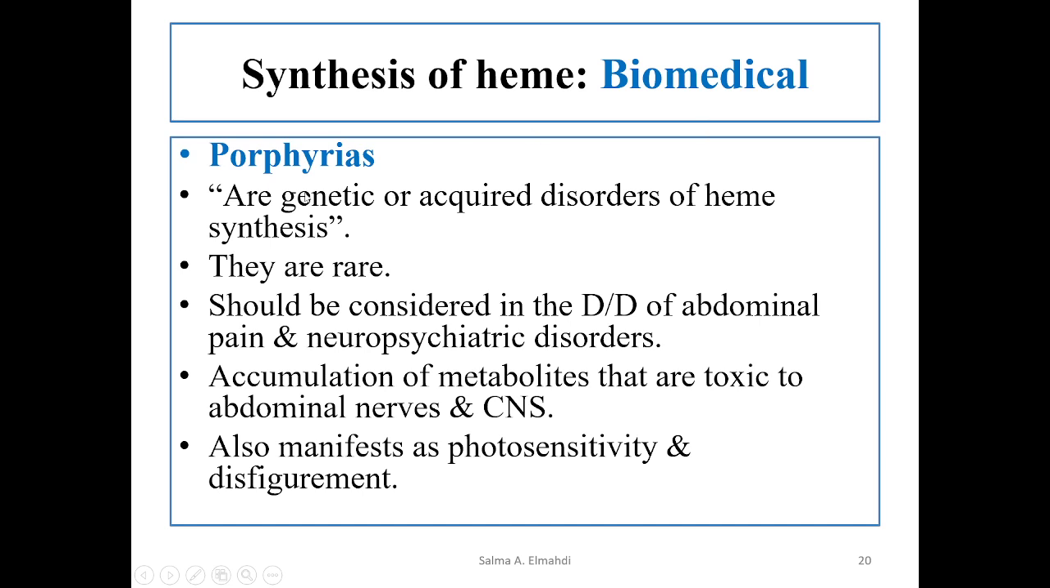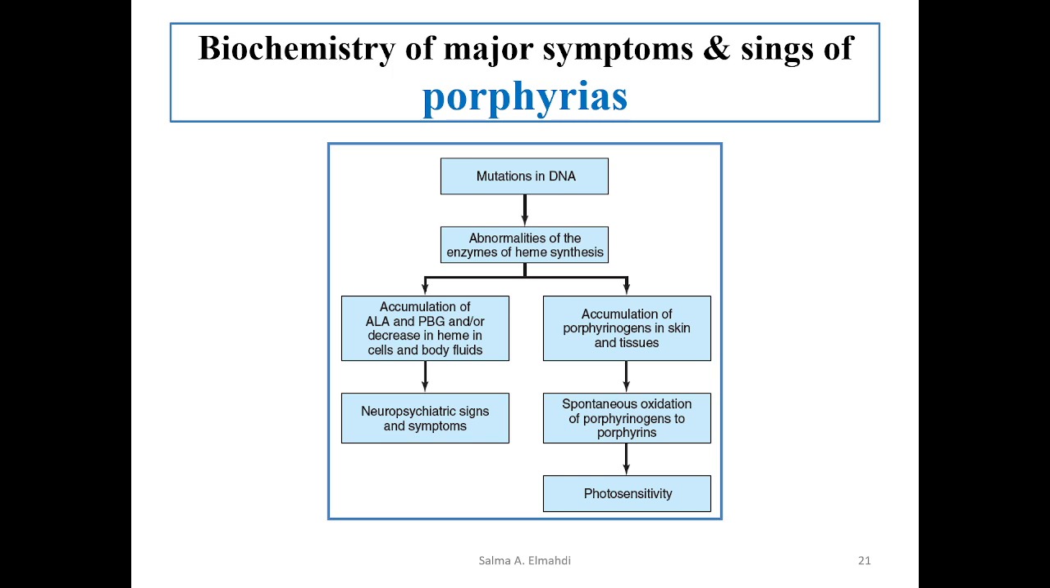Porphyrias are genetic or acquired disorders of heme synthesis. They are rare, particularly the genetic forms, but they should be considered in the differential diagnosis of any abdominal pain and neuropsychiatric disorders, due to accumulation of metabolites that are toxic to the abdominal nerves and central nervous system. Porphyrias can also manifest with a cutaneous presentation in the form of photosensitivity and disfigurement.